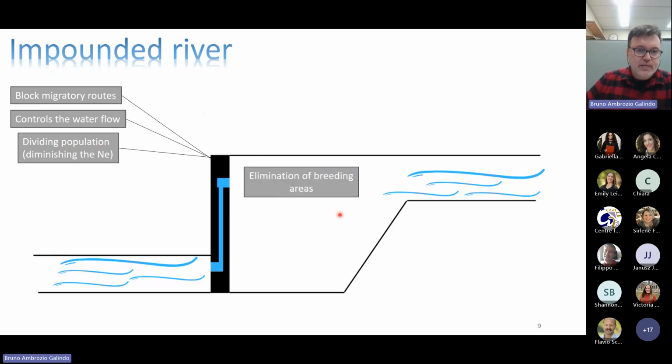Another consequence is the elimination of breeding and spawning areas by the lake formation. And another consequence is that the dam and the lake will change several water parameters. For example, pH, oxygen availability, temperature, so a lot of differences will arise.